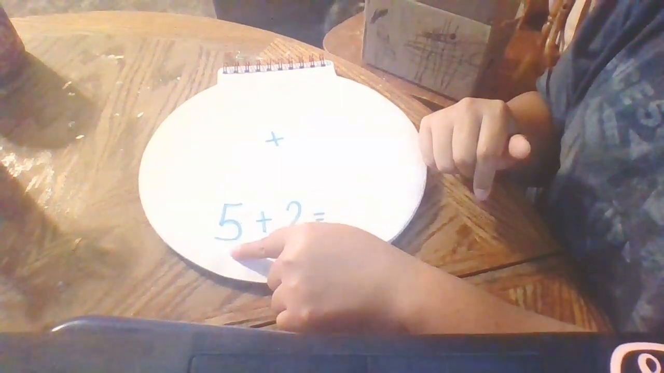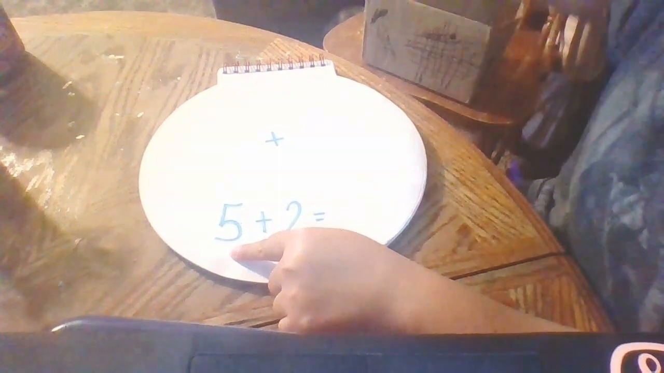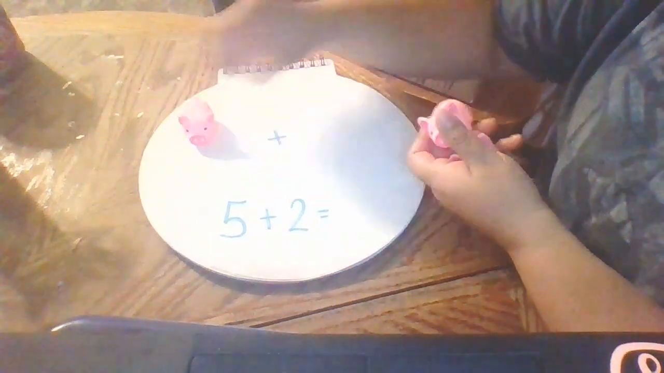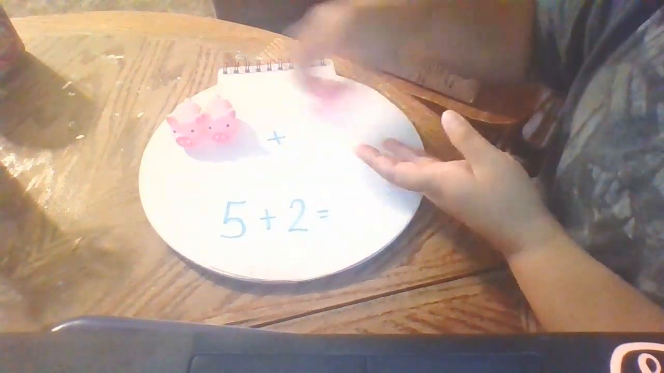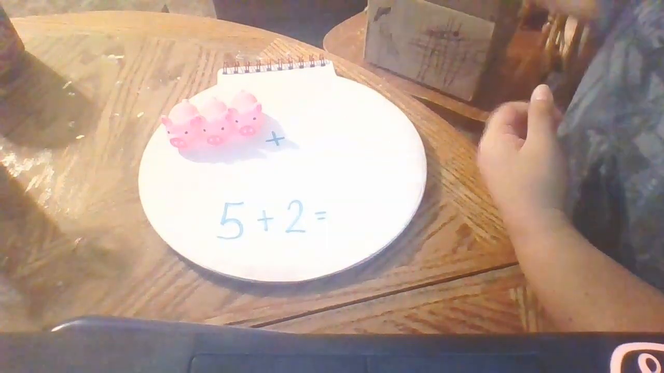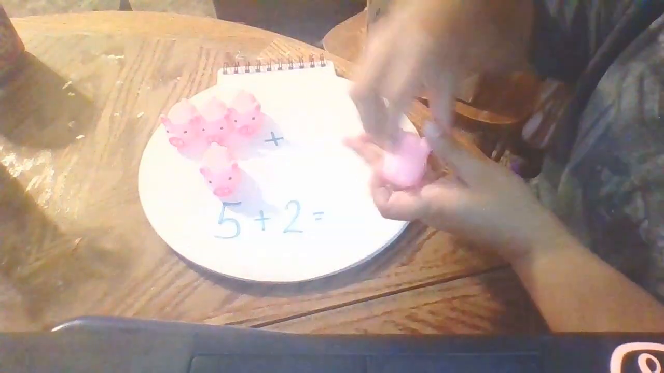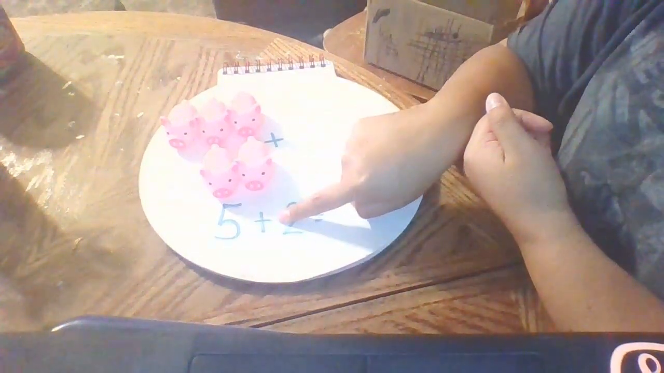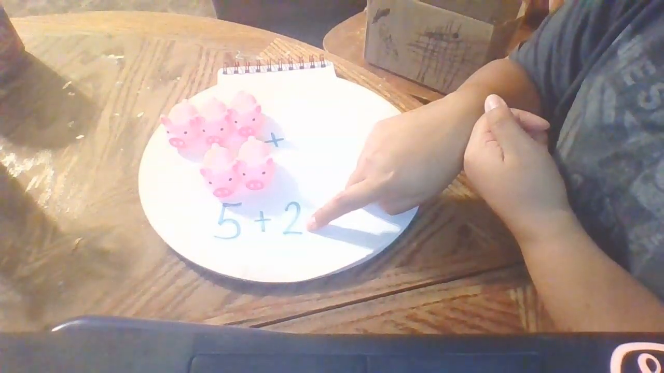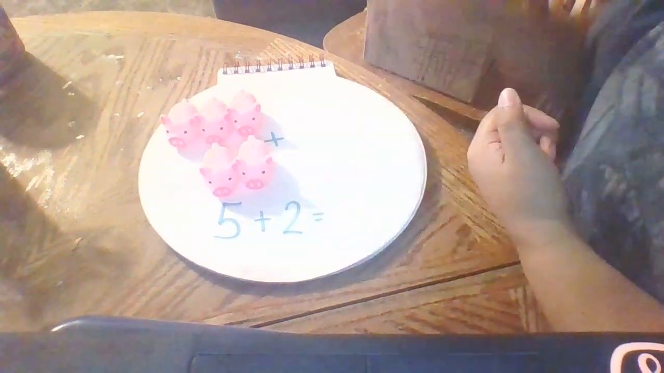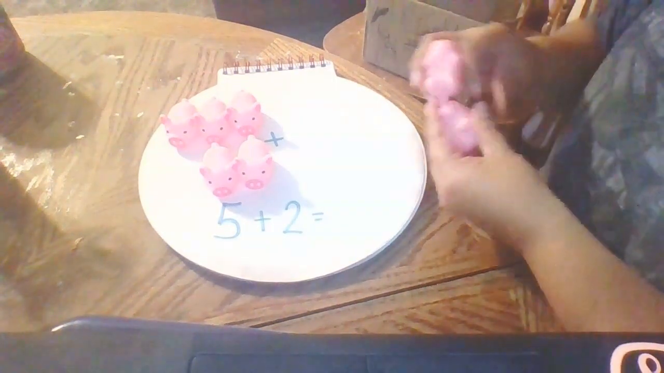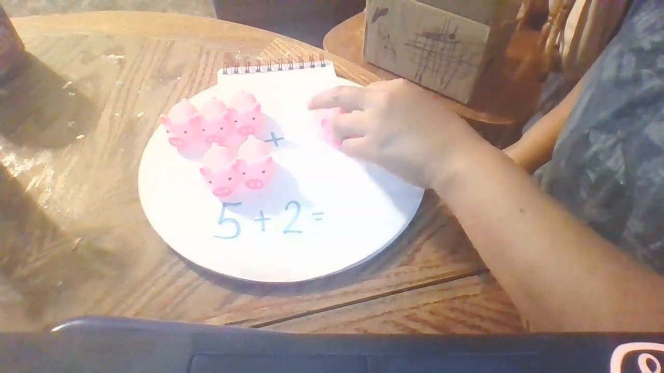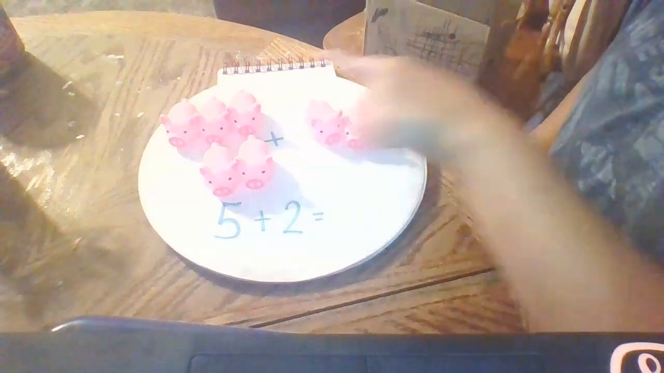So let's start back with number 5. First, we need 5 pigs. So I have my box here, and I'm going to put 5 pigs. 1, 2, 3, 4, 5. So we have 5 pigs, and we need to add how many more? We need to add 2 more. So I'm going to add 2 more pigs. 1, 2. Now we need to figure out how many are all together.